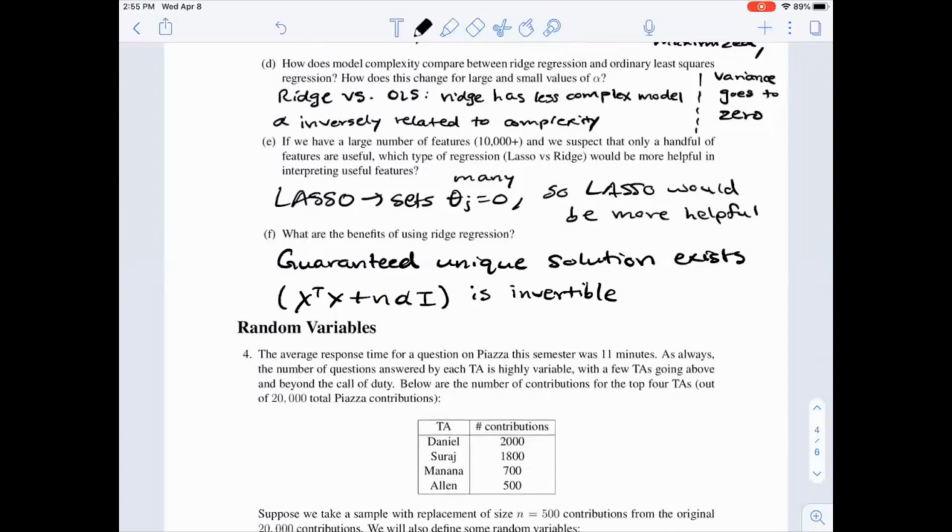And of course, ridge regression prevents overfitting. That's the whole point of regularization, since it's penalizing complexity and fixing your high variance model. All right, that's it.